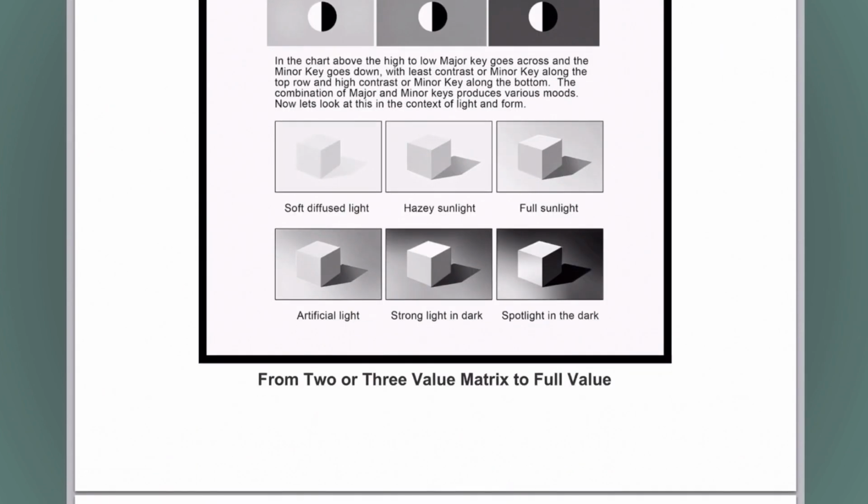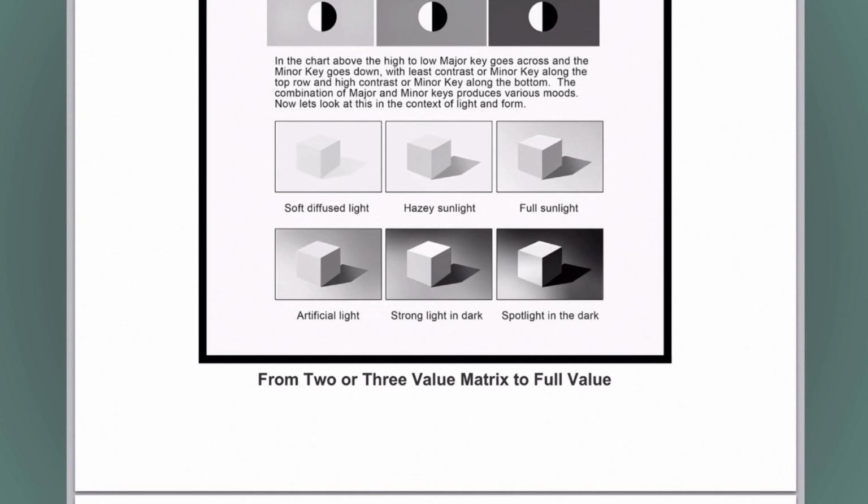I've done the same thing this time with the depiction of a cube. But what I've done is I've purposely changed the value range on these cubes in the major and minor key to create different lighting effects. Okay? So the first one is a bit more of a soft diffuse light in overall light. And then I have the second one across the top is a hazy sunlight, and then more of a full sunlight. And then in the lower row, I start to darken the overall image.